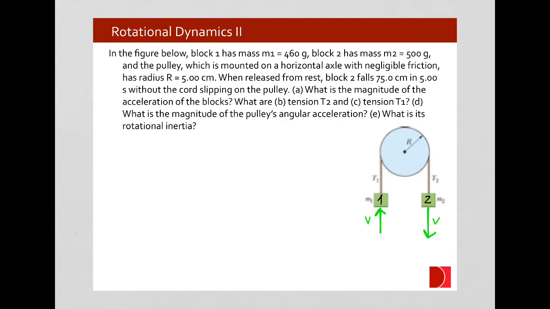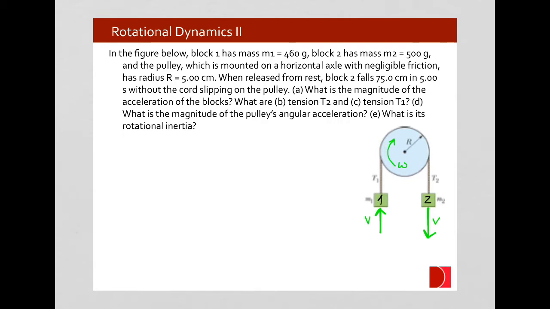What's different about this case is that as block 2 goes downwards and block 1 goes upwards, the pulley will also begin to rotate, and it will have an angular velocity, but its angular velocity will be related to the velocities of the blocks based on the size of the pulley and the fact that the rope doesn't slip as the pulley rotates.